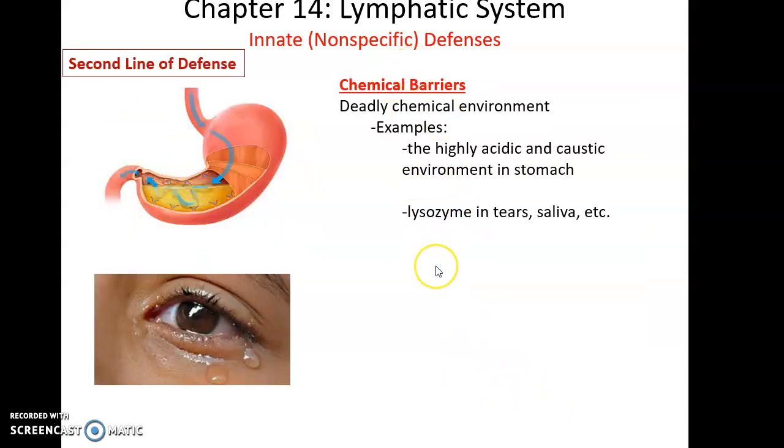And then we have some chemical barriers, chemicals that will help protect us by killing or weakening the pathogens. So for instance, the highly acidic environment in the stomach. That is there specifically to destroy pathogens. The acid in our stomach isn't to break down our food, it is to destroy pathogens that were in our food. Also, there's a compound called lysozyme found in many of our secretions, such as tears, saliva, sweat, that helps to neutralize, to destroy at least some pathogens.